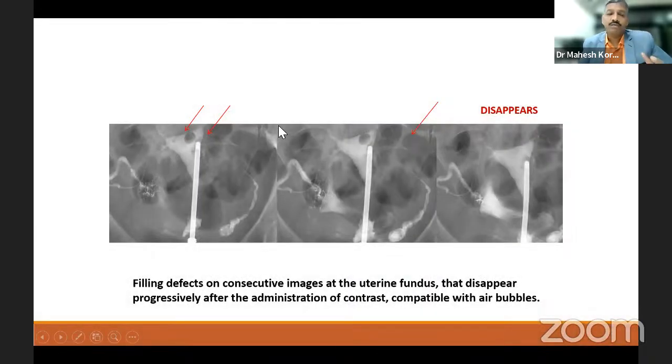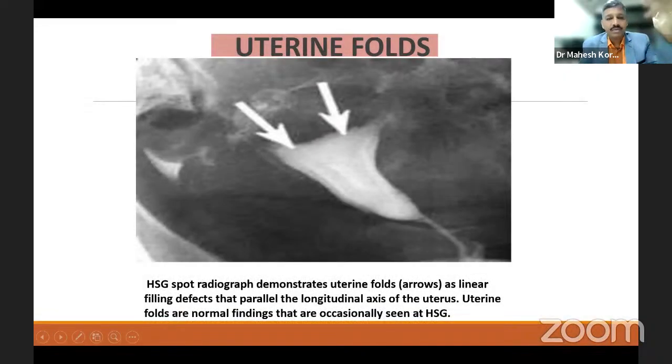The importance of taking 4 different images is that you can see the filling defect here in the first film, which is persisting here, but it disappears in the next film. So that's the importance of taking 4 films. If a small pathology is there, like a small fibroid or polyp, you may see a filling defect. But if in another film it has disappeared, it's because it's an air bubble. That is the importance of taking multiple films.